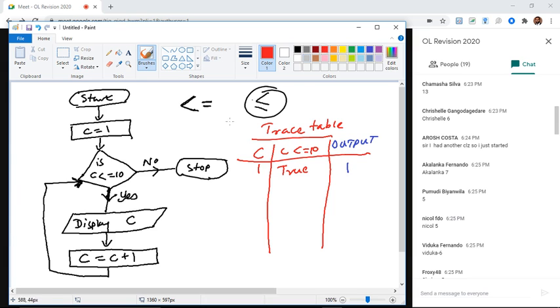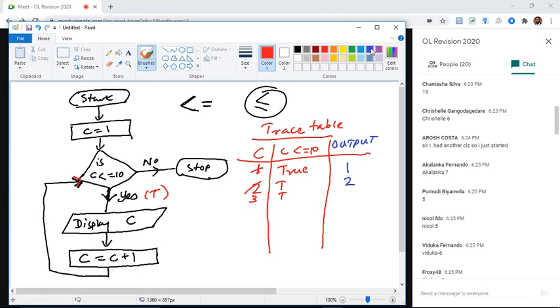Then again C equals C plus 1. Now C is 1, 1 plus 1, it will be 2. You are going up here, checking the condition again. Is C less than or equal 10? Yes, true. If it is satisfied, display C. So you are giving the next output, that is 2. Then again C increases by 1. So this will be 3. Going up, condition satisfied, true.